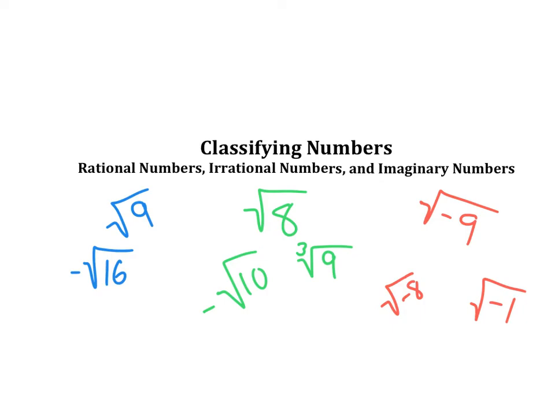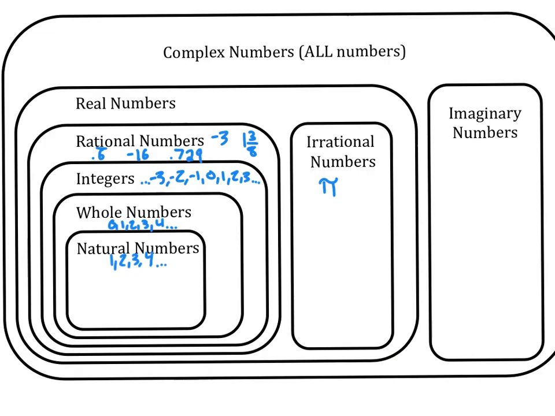Classifying numbers: rational numbers, irrational numbers, and imaginary numbers. These words and classifications come up in the radicals unit frequently, and it is important to understand the difference between them. At the beginning of the year, you watched a video about the real number system. Everything you've covered in math class up until now has been talking about real numbers.